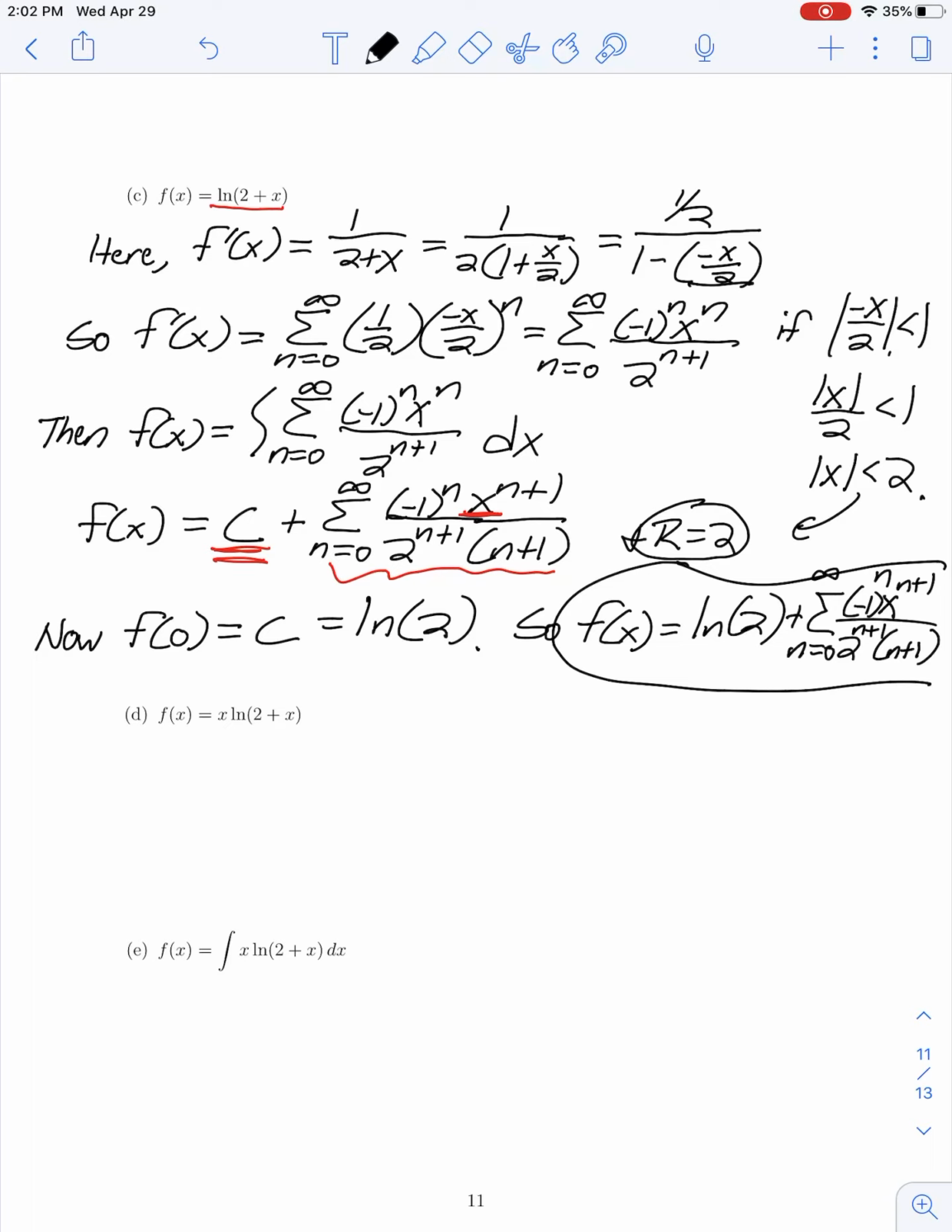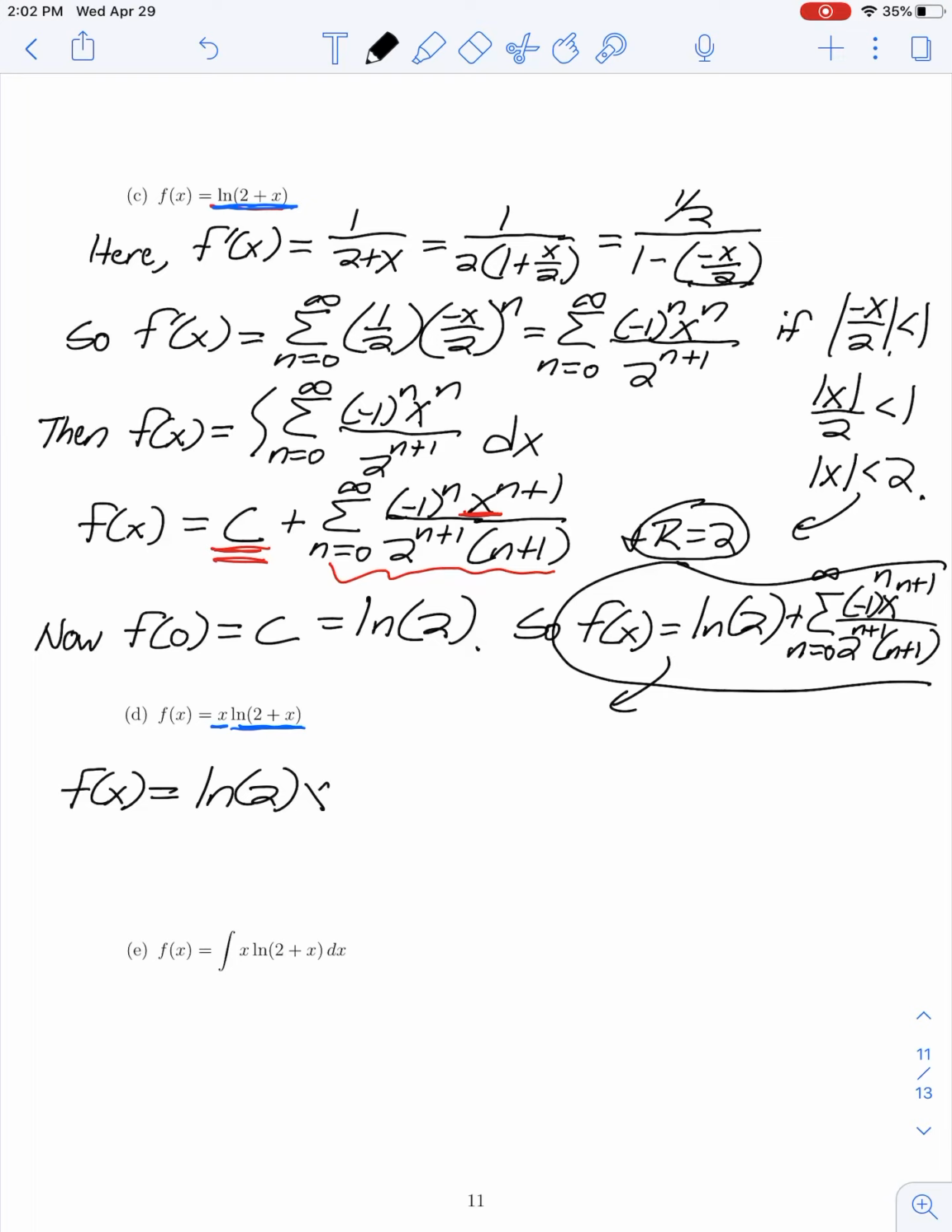So now in the next example, part D, we have x times the natural log of 2 plus x. So in the previous part, we just found a power series representation for the natural log of 2 plus x. We're just multiplying it by x now. So here, to get our power series representation of f of x, we're going to take the expression that we had for our power series in part A and multiply it through by x.